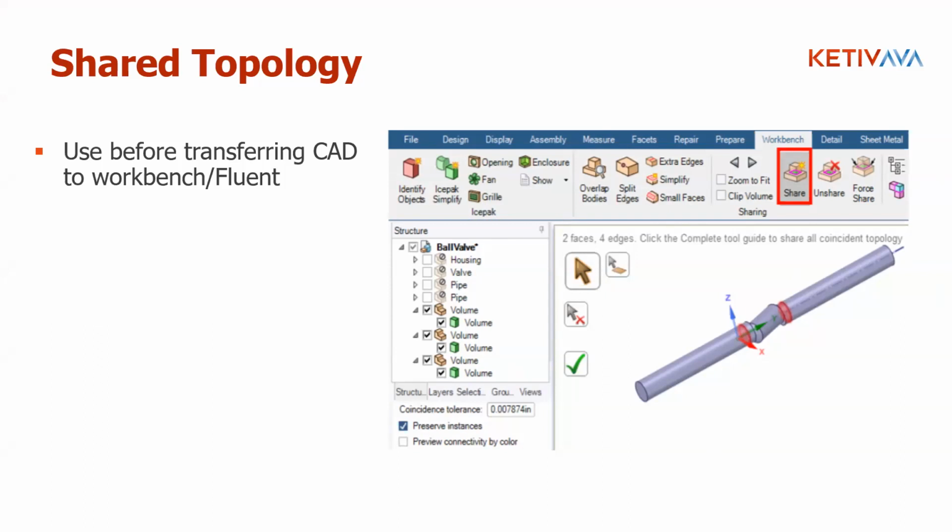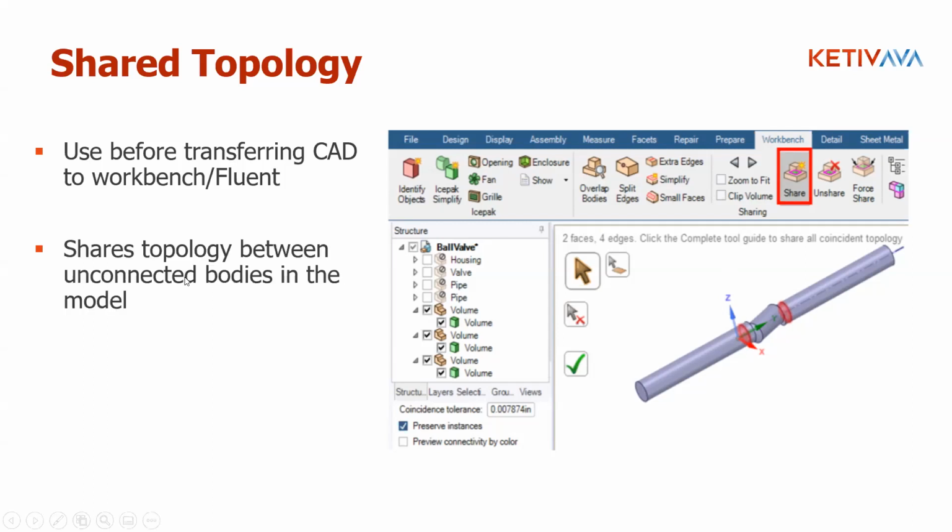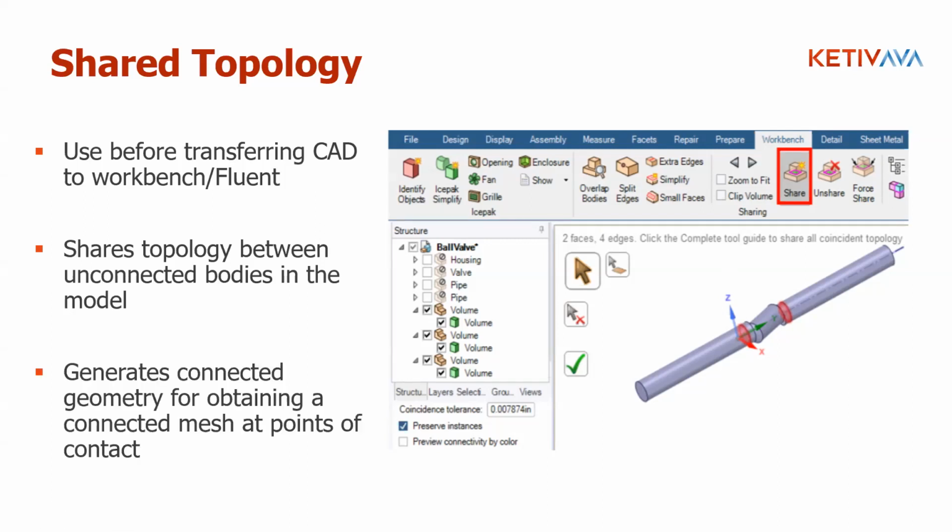They don't have contact points. They're not talking to each other. So if I were to transport this and create a mesh out of it, I would get a non-conformal mesh at the contact points. So in order to avoid that situation, what we basically have is the shared topology option. It'll create a shared topology between unconnected bodies so that the meshes can be generated at the contact points. And this is an important feature to keep in mind when preparing your geometry in SpaceClaim for CFD.